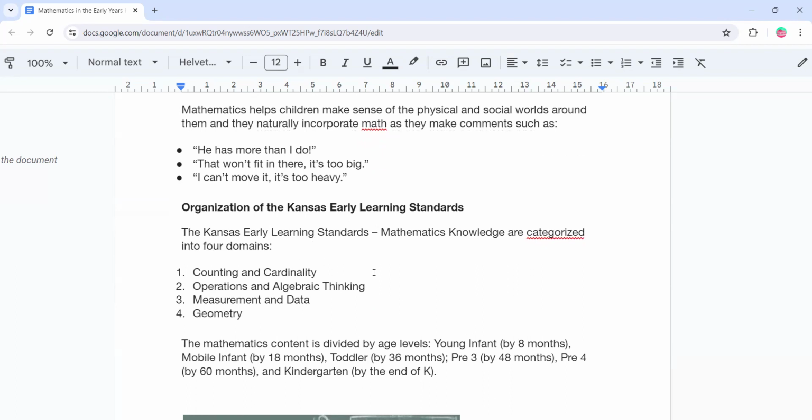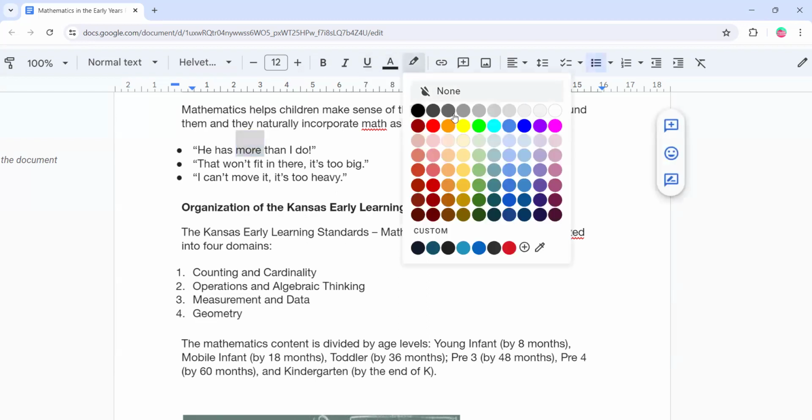Okay. So mathematics helps children make sense of the physical and social worlds around them. They naturally incorporate maths as they make comments such as, he has more than I do. That won't fit in there, it's too big. I can't move it, it's too heavy. So, using these kinds of words, if I highlight more, he's comparing it with something else.